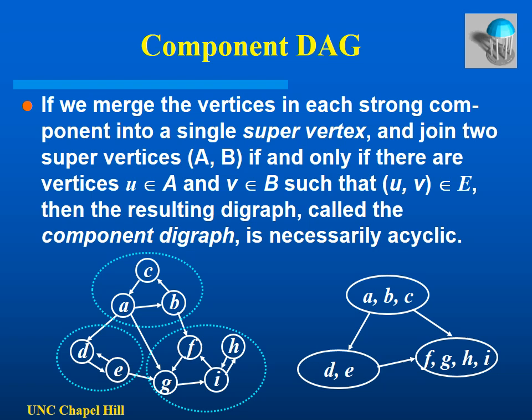Similarly, you can get from D to E and from E to D, but even though you can get from them to G, you can't get from G back to D or E from any path. And so D and E are a strongly connected component. F, G, H, and I also form a strongly connected component.